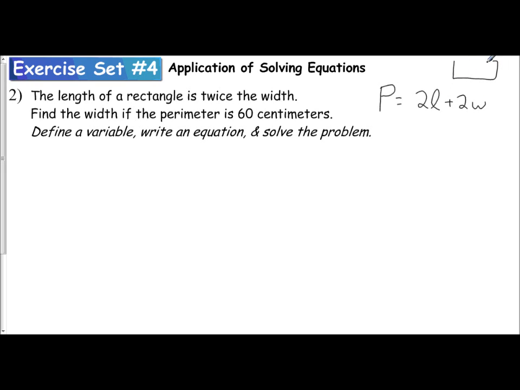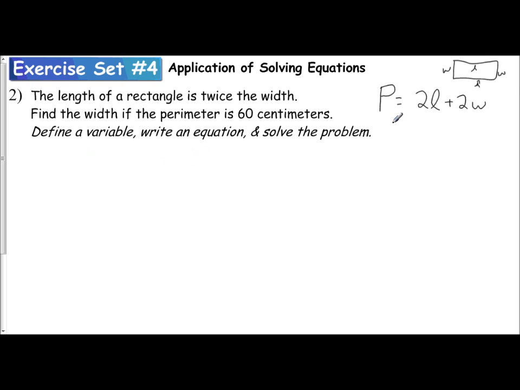If you have a rectangle, this is a length, this is a width, this is a length, and this is a width. Well, there's two L's and two W's. Simplify is the key. Now let's take a look.